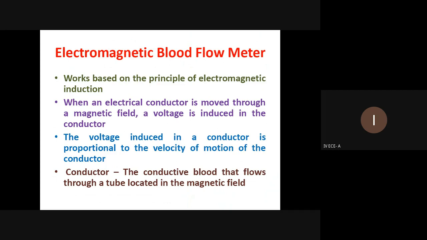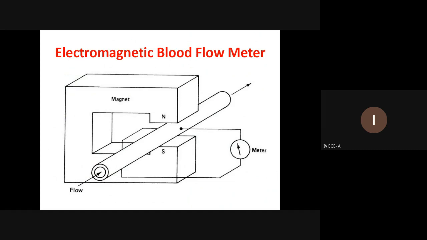First of all, we have to see the magnetic blood flow meter, that is the electromagnetic blood flow meter. It is based on the electromagnetic induction principle. When an electric conductor is moved through a magnetic field, a voltage is induced in the conductor. The voltage induced in the conductor is proportional to the velocity of motion of the conductor. So the conductive blood flows through a tube located in the magnetic field. So this is the apparatus setup.